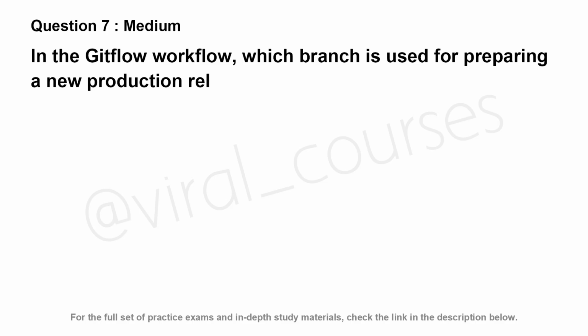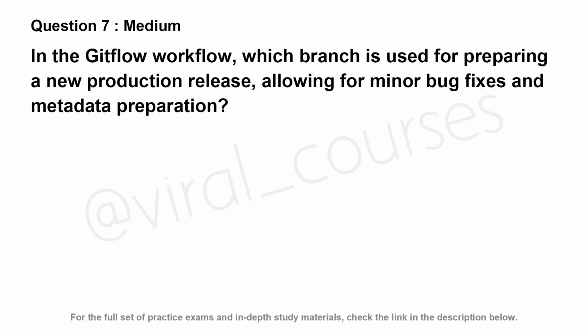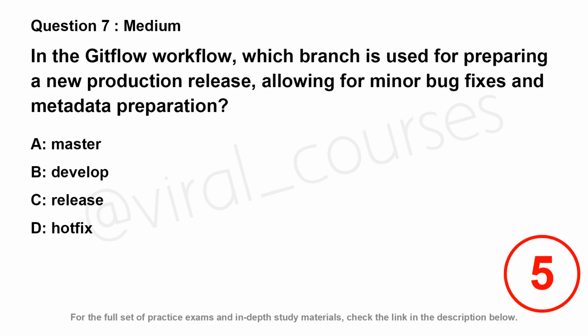In the Git flow workflow, which branch is used for preparing a new production release, allowing for minor bug fixes and metadata preparation? Option A, master. Option B, develop. Option C, release. Option D, hotfix.